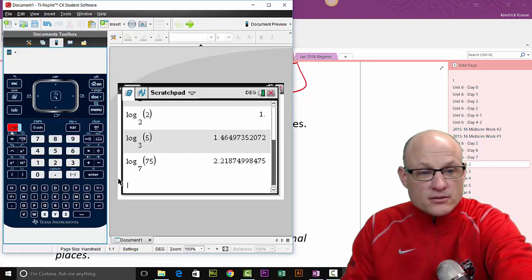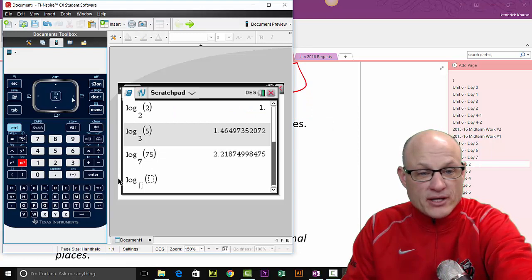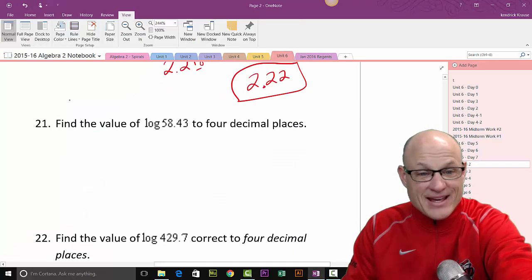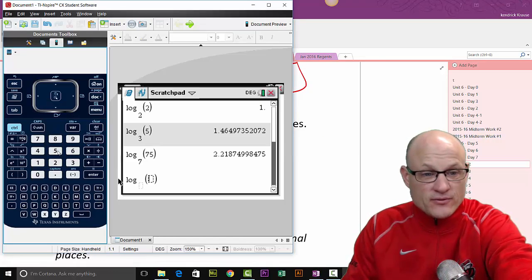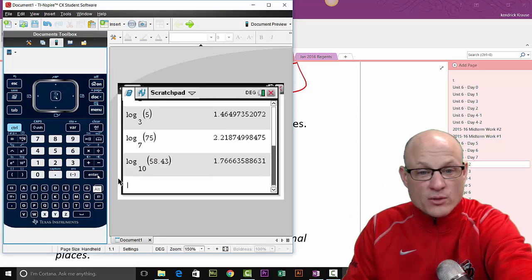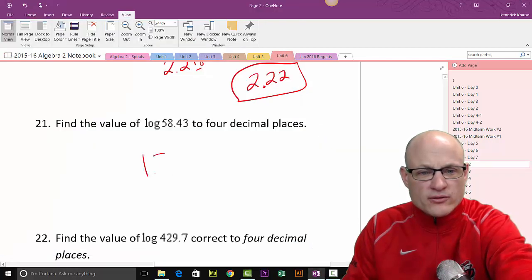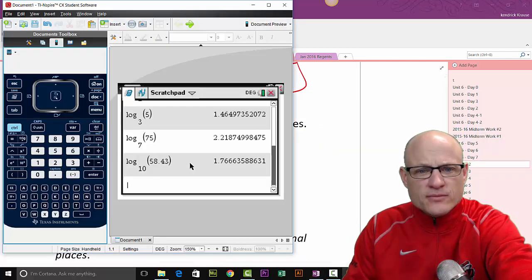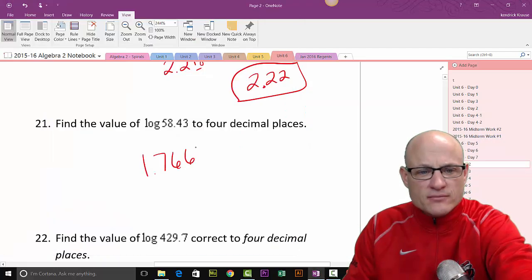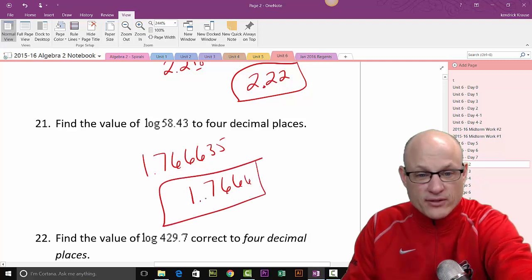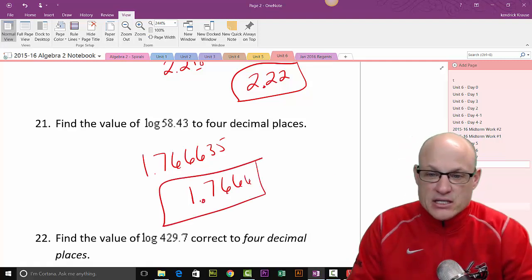Log. These are kind of getting old. Now, since they don't have a base, I don't have to put a base there. It's 10. You could put a 10 in if you want. 58.43. I think that was what it was. 1.766, four decimals. 1.7666. I feel dirty doing that. I feel like a heathen.